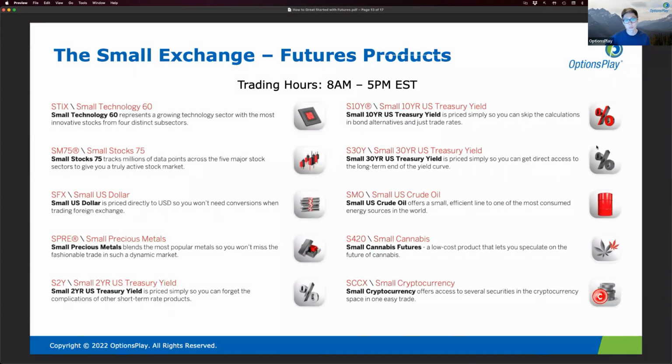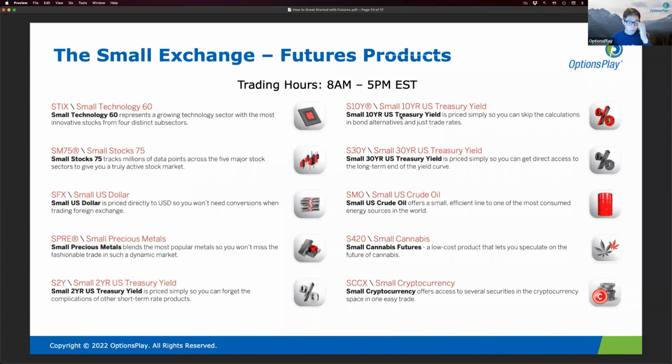But the small exchange futures products are traded from 8 a.m. to 5 p.m. Eastern. So for those of you that are options traders, you're used to 9:30 to 4. This extends your trading window by about 2.5 hours, about an hour and a half in the morning and an extra hour here in the afternoon.